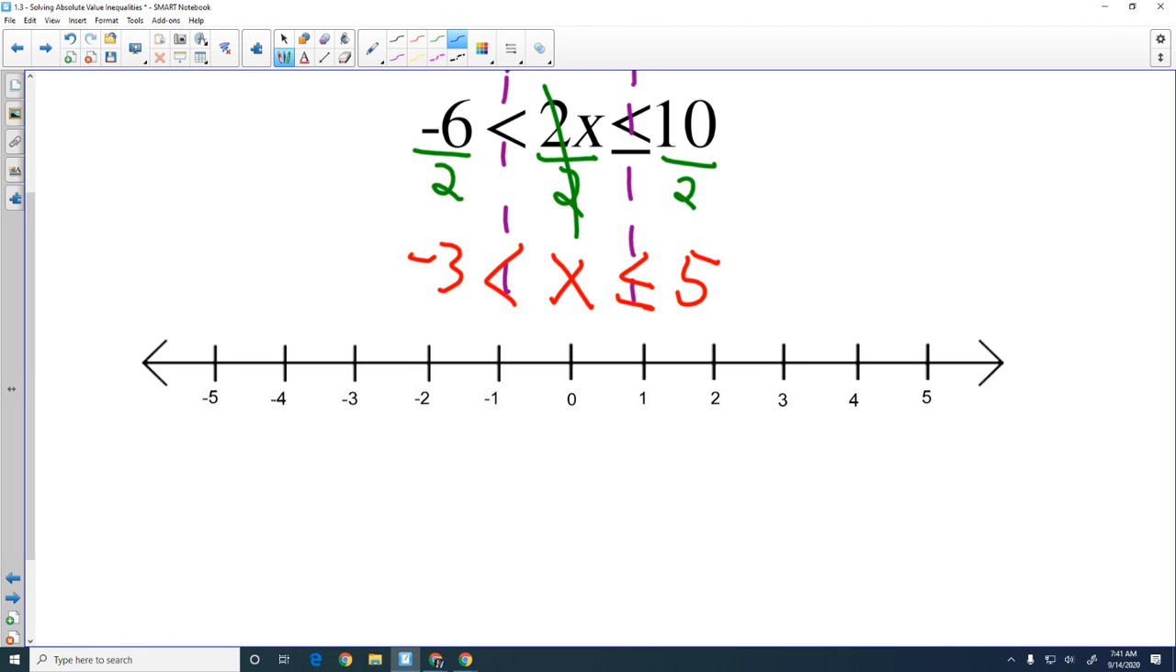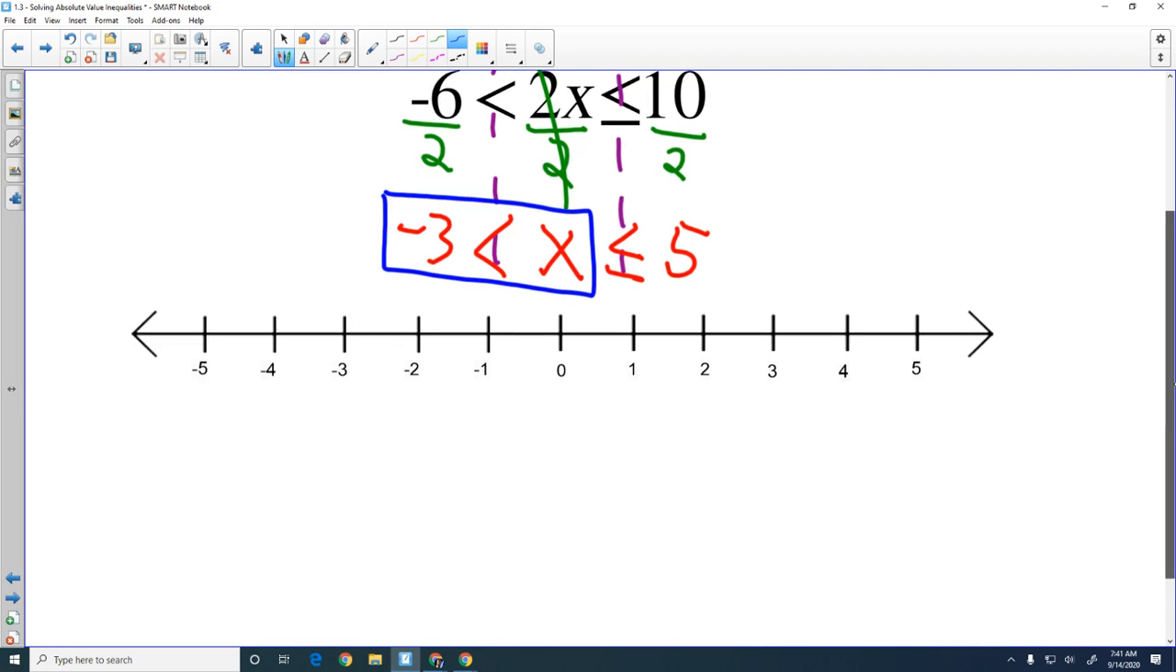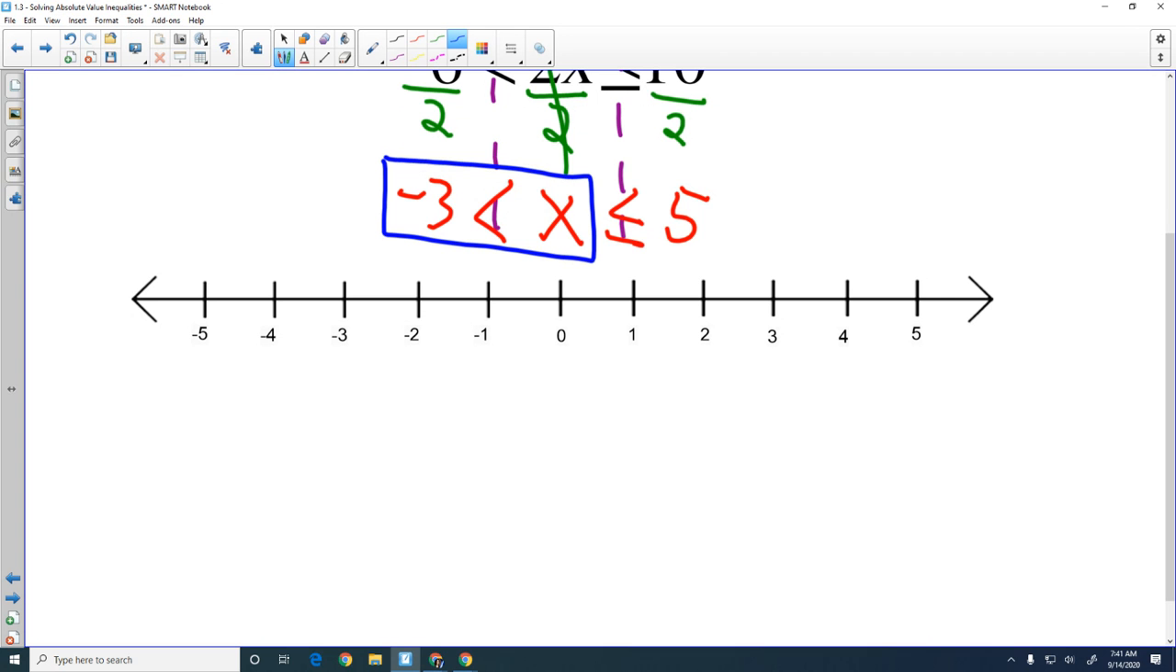Now to graph this inequality, just like we did on that first example when I had two inequalities written, you can think of this three-part inequality as two smaller ones. So I'm going to separate it out to help you see this. First, look at the inequality on the left. It says -3 is less than x. That's the first inequality that I'm looking at.